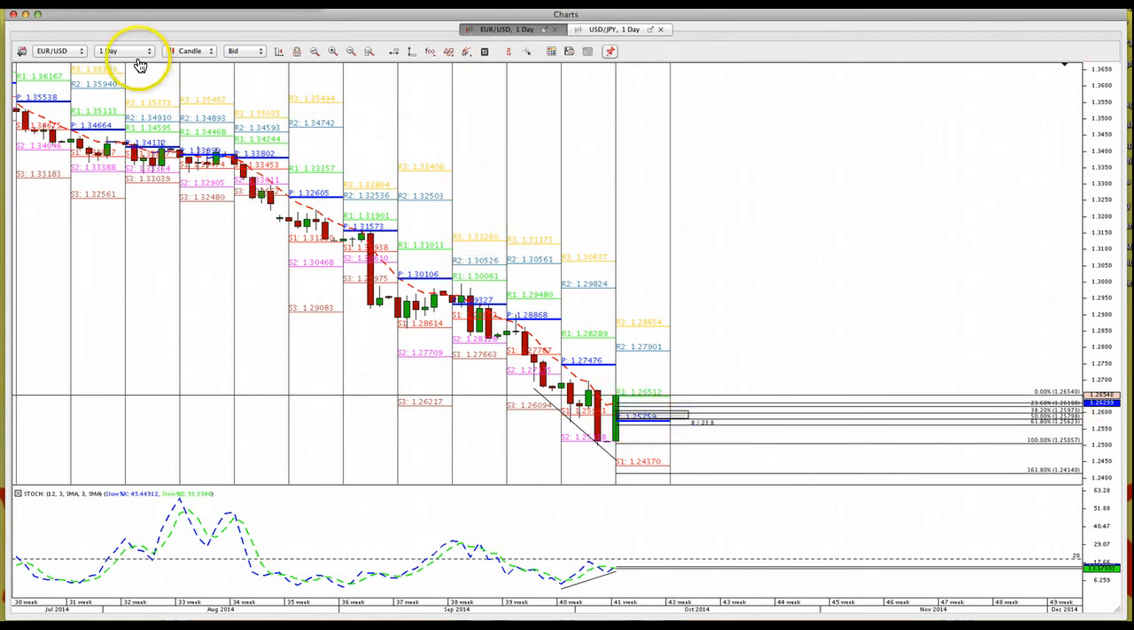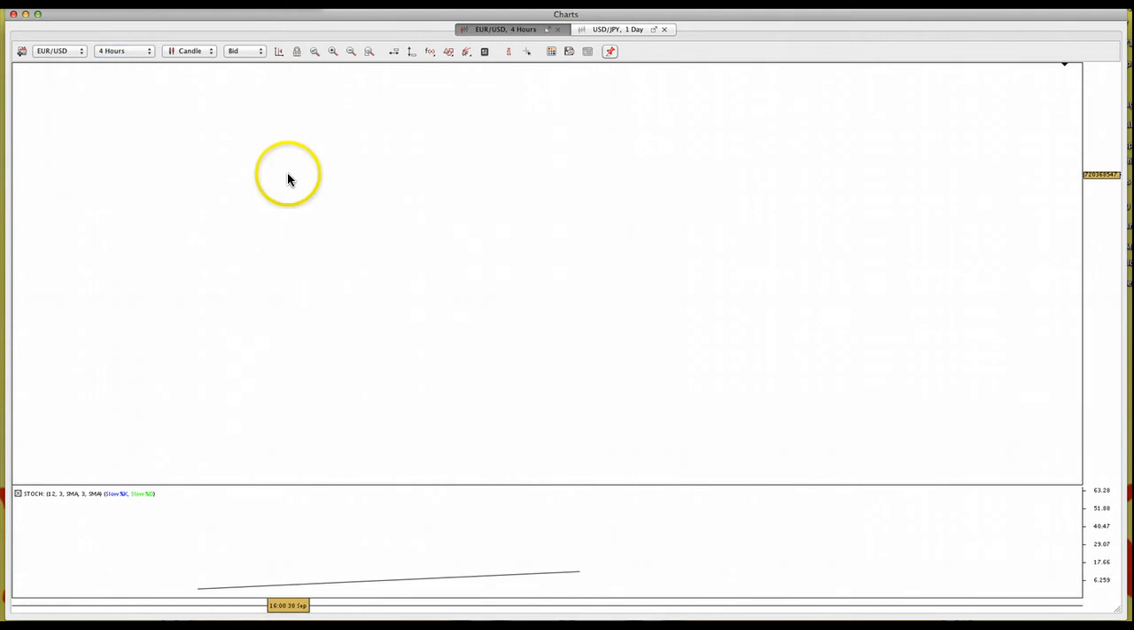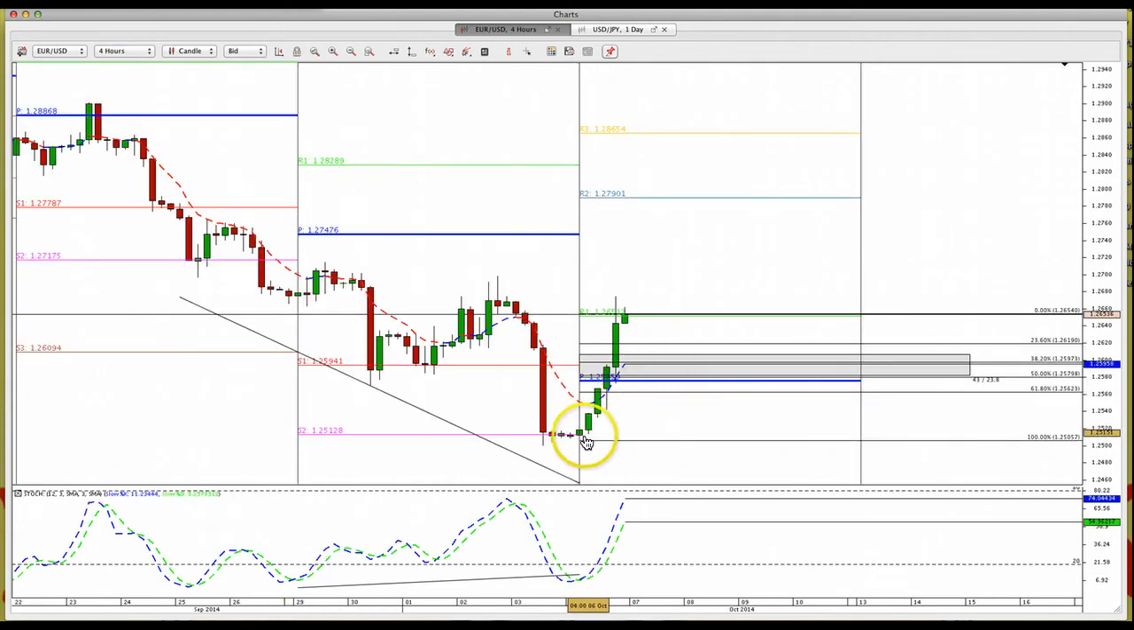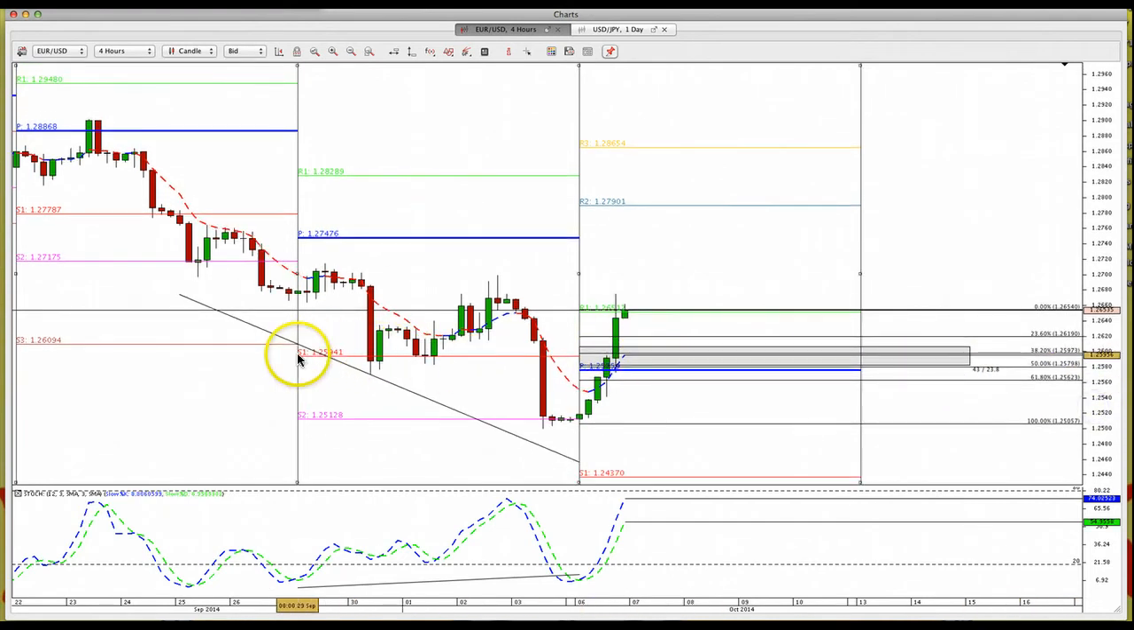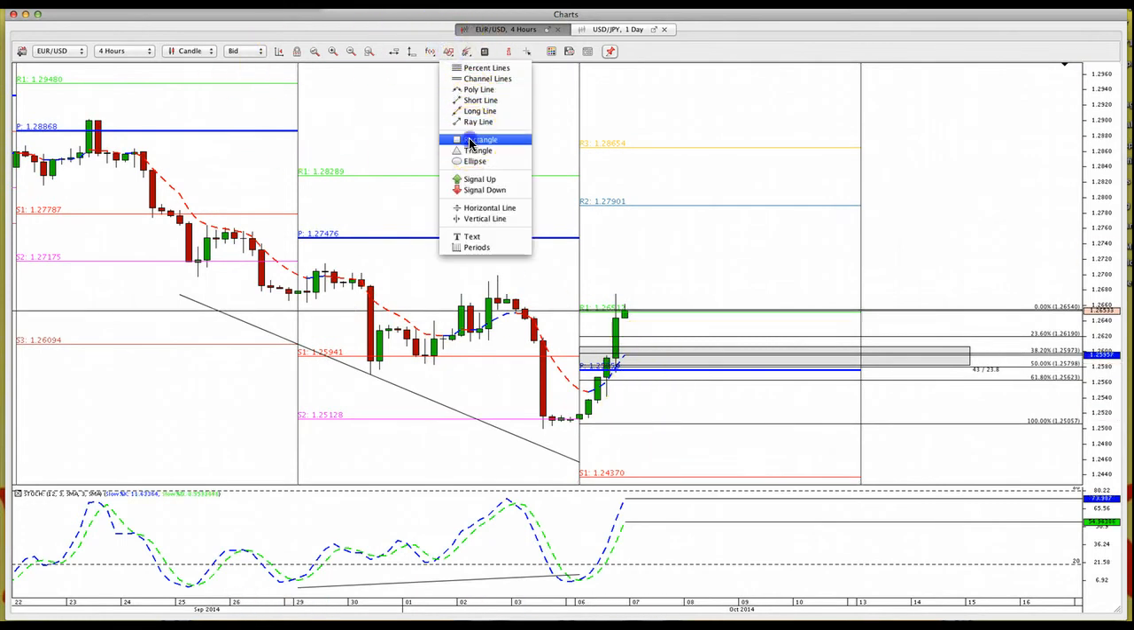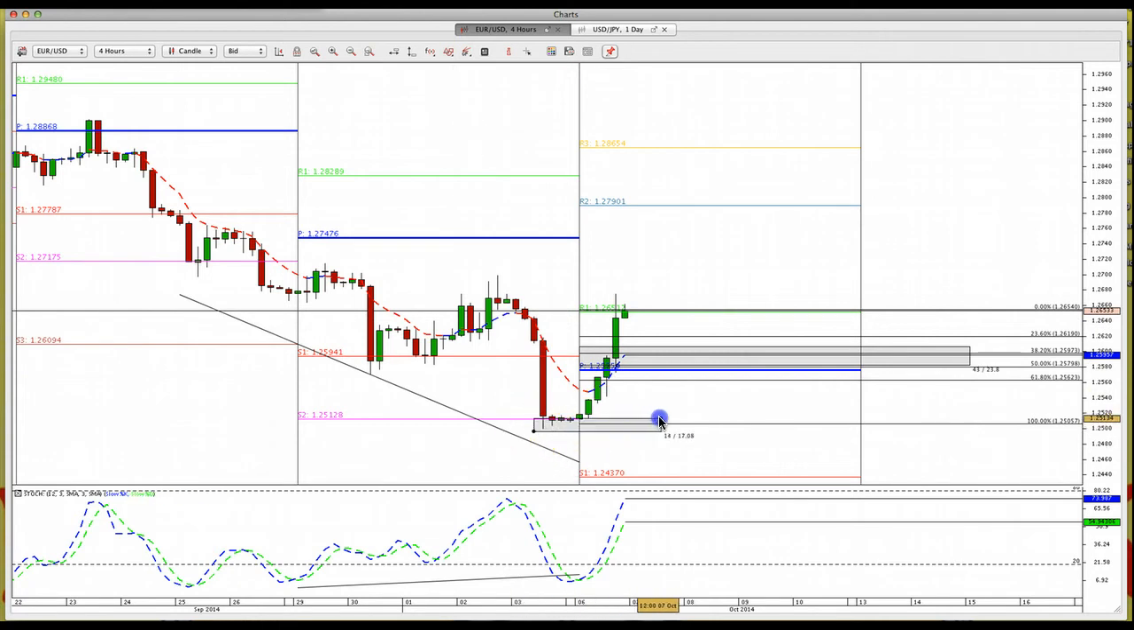Let's see what that looks like on a 4-hour chart. Okay, so here's the swing low, swing high. Here's the retracements. We'd like to see the market come back down to these levels to enter a buy signal with our stop loss 10 pips below the swing low. Let's look at some other trade setups.